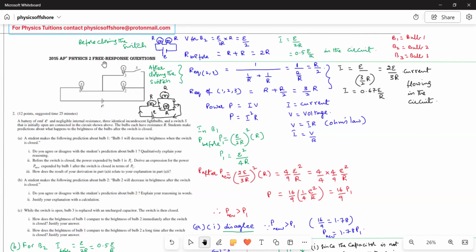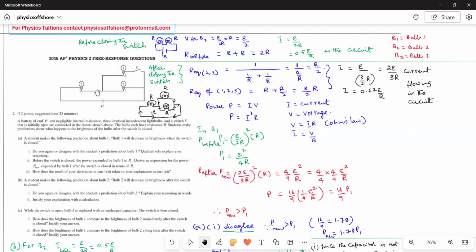Here, a circuit is given to us consisting of 3 incandescent bulbs having the same resistance connected to the battery. E is the voltage of the battery and R is the resistance of each bulb. And then a switch is kept next to the third bulb. The question is, when the switch is closed, will bulb 1 be brighter than bulb 2, or bulb 2 brighter than bulb 1. That is A and B.